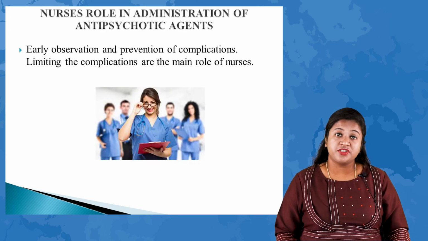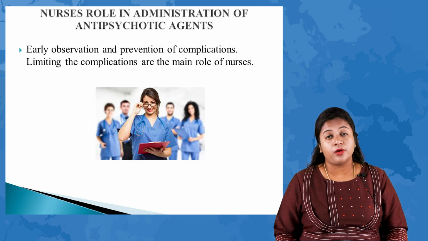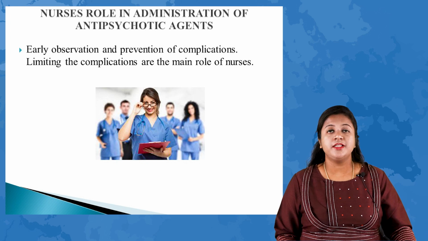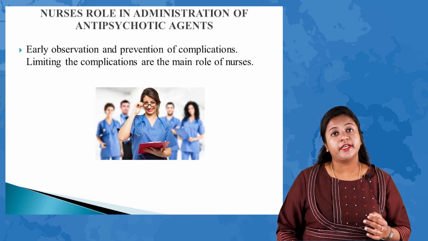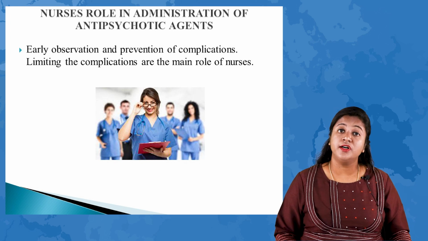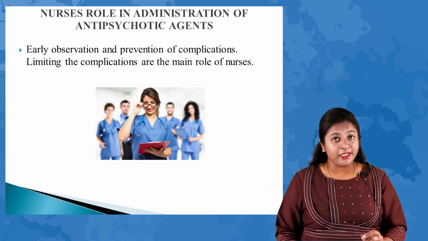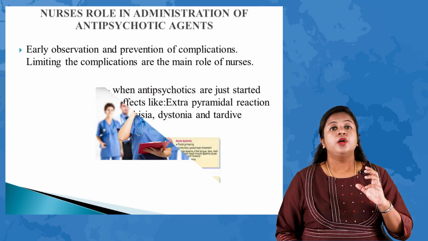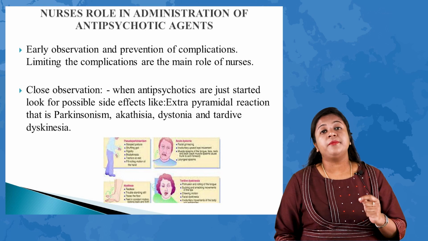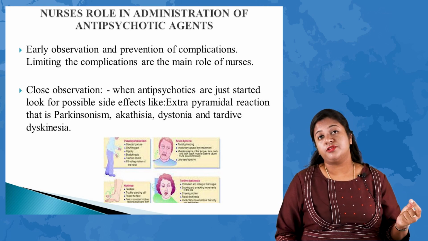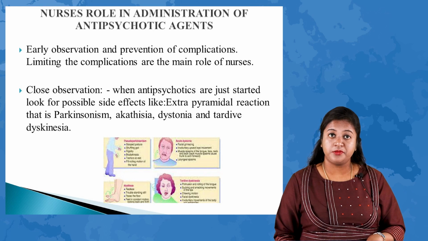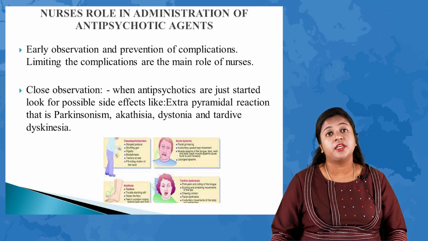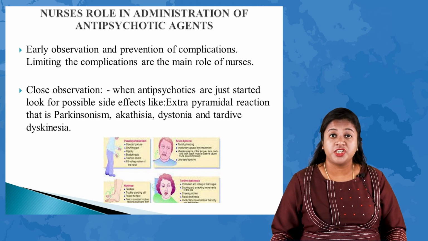So, moving on to the nurse's responsibility when the patient is on antipsychotic drugs. The first responsibility is to always monitor the client, observe the client for adverse effects and complications, to identify and report to the psychiatrist immediately. Look and observe for the extrapyramidal symptoms, which include neuroleptic malignant syndrome, Parkinsonian symptoms, tardive dyskinesia, dystonia, akathisia, and akinesia. You have to monitor if the patient develops any of these symptoms.